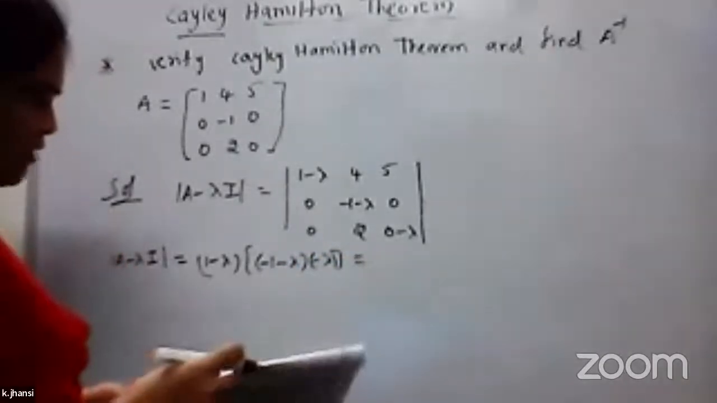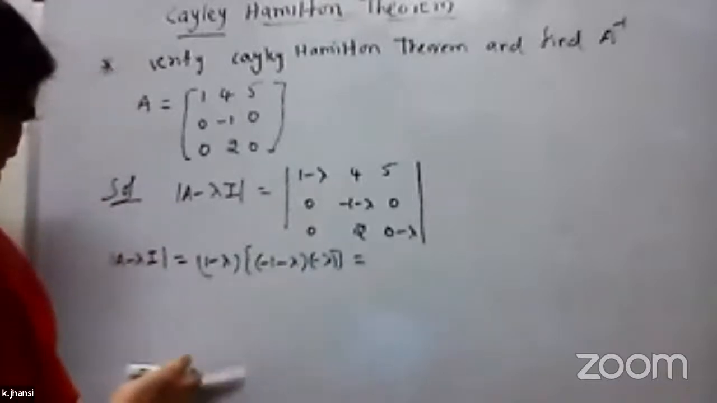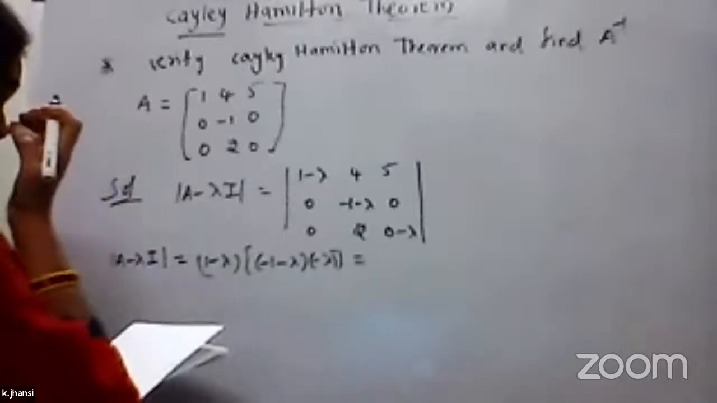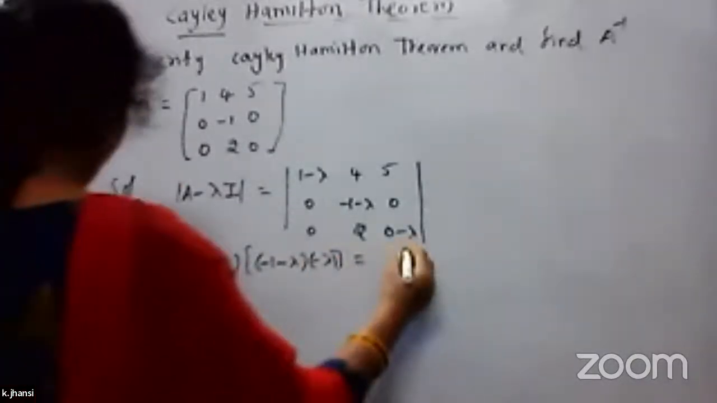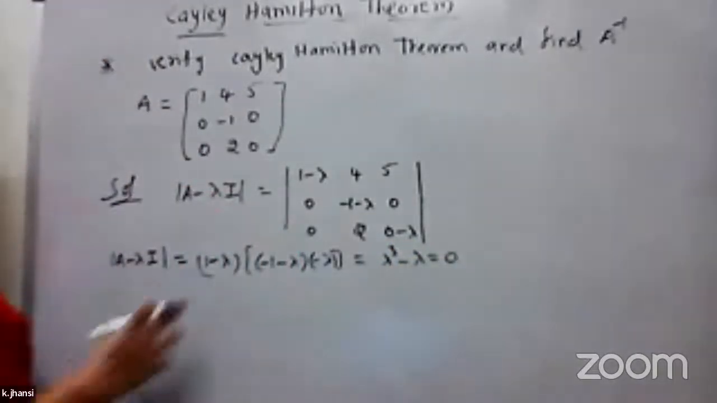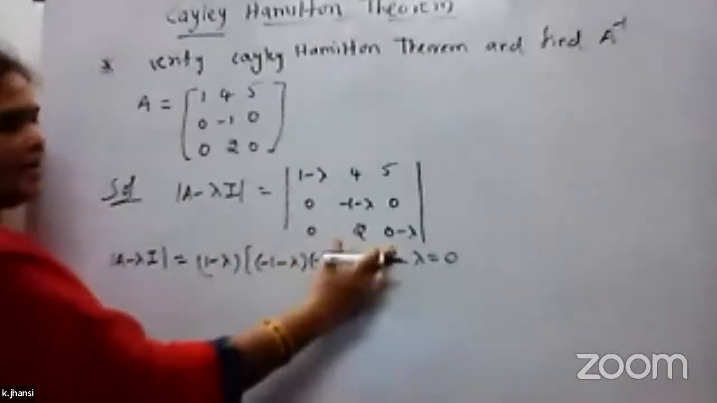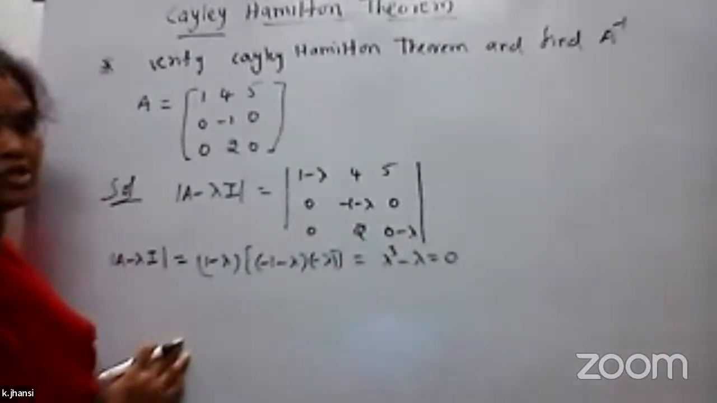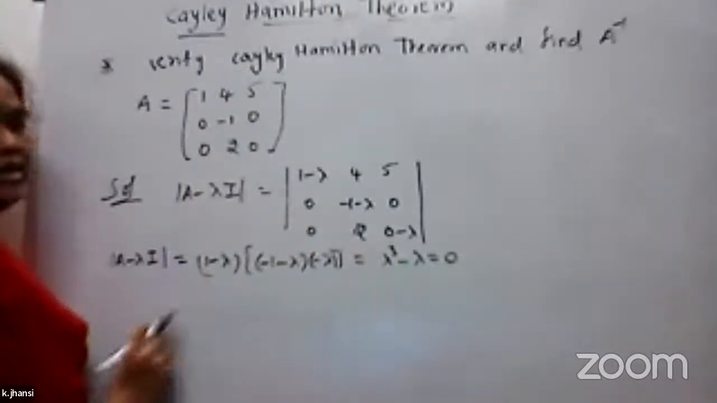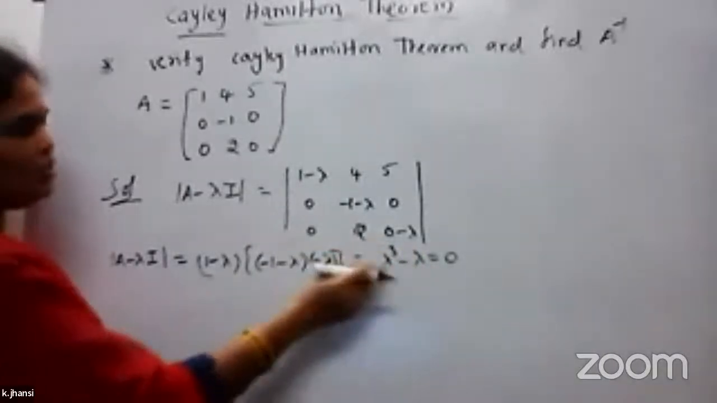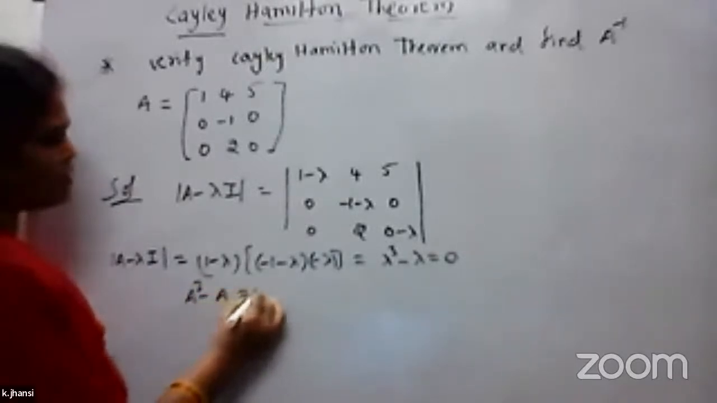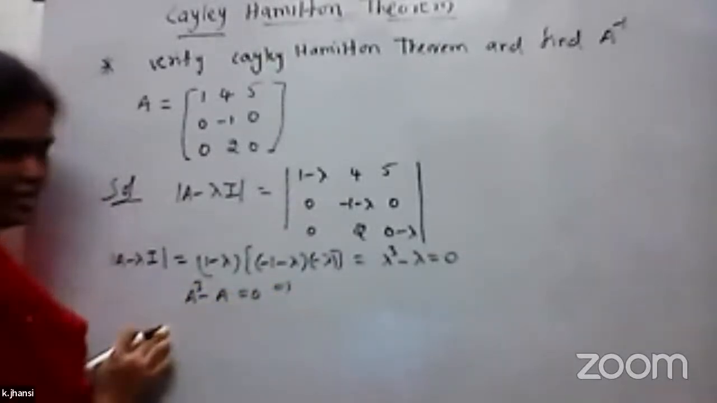When you multiply this whole thing, you will get lambda cube minus lambda equals 0. There are only two terms, lambda cube and lambda. If you substitute A in place of lambda, that is A cube minus A equals 0. So this is our characteristic equation.